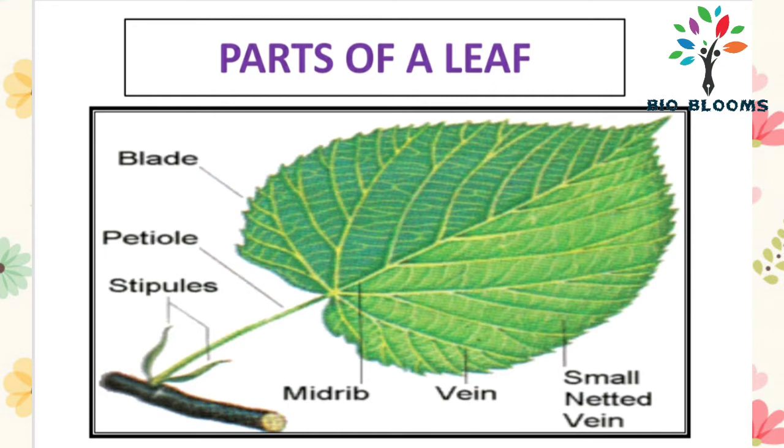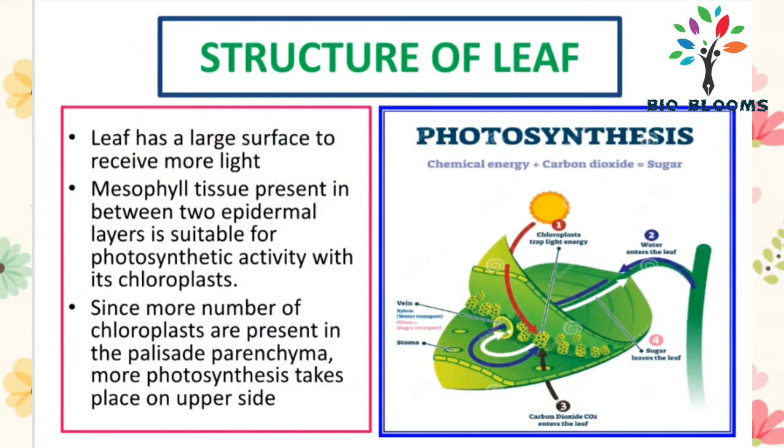A leaf contains a stalk-like structure called the petiole, and the leaf blade is different for different plants, and the middle portion is called the midrib, and the network-like structures are called veins, and this distinguishes reticulate and parallel venation. The leaf has a large surface to receive more light, and the mesophyll tissue present in the leaves between the two epidermal layers is suitable for photosynthetic activity with its chloroplasts.